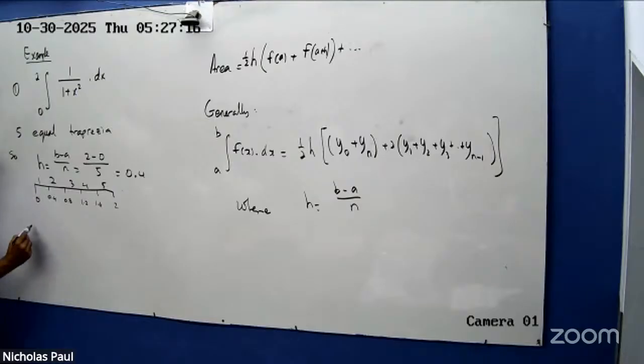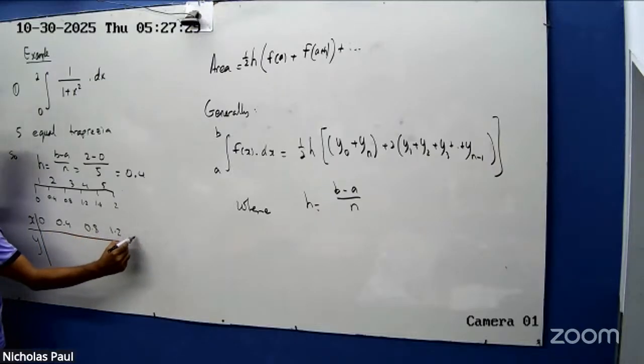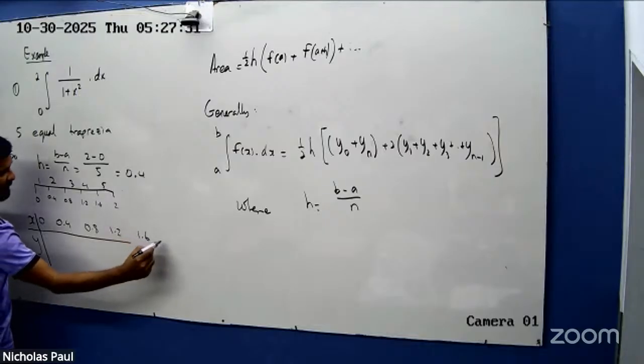So your x values are, so we'll do another table. x values are 0, 0.4, 0.8, 1.2, 1.6, and 2.